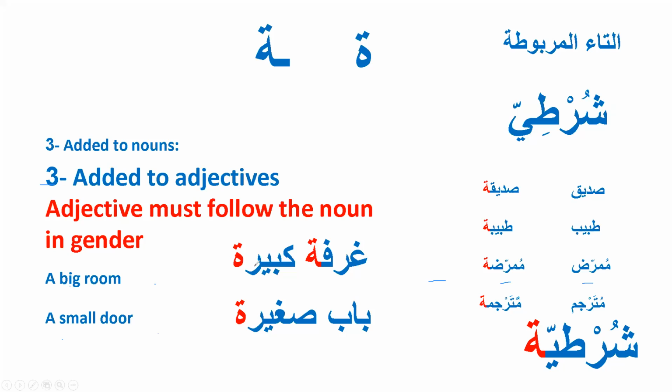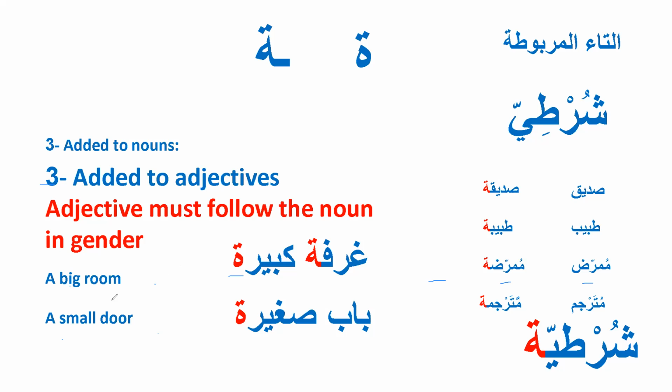For example, in Arabic, when we add this ta marbuta to nouns, we need to add it to the adjectives also if there is an adjective in the sentence. Because we already said in lesson number 1 that in Arabic the adjectives should always agree with the gender of the noun. So if the noun is feminine, the adjective should be feminine. If it is masculine, the adjective should be masculine.